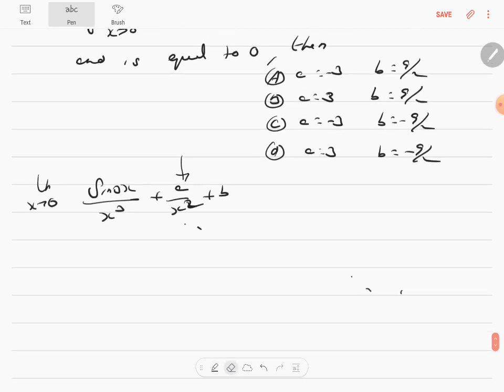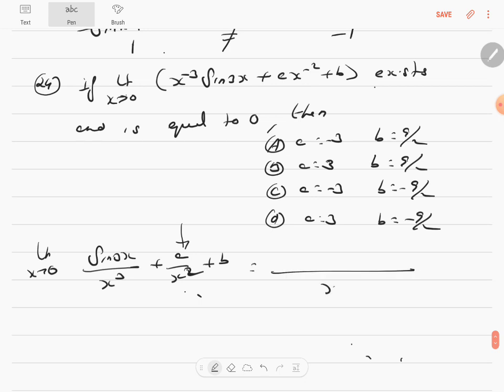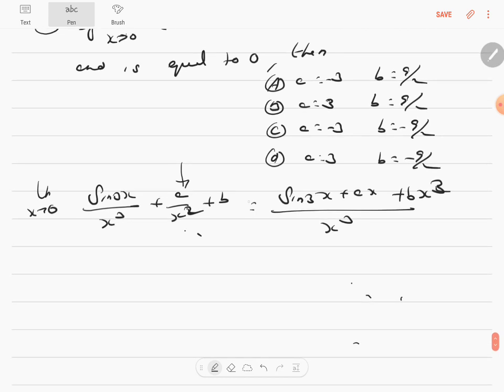So then, let's write it in the format. Let's take an LCM, which is x cube. So it's sine 3x plus ax plus bx square, over x cube. And let's do L'Hopital, limit x tends to 0. Differentiate the numerator separately. You get 3 cos 3x plus a plus 3bx square, over the denominator 3x square.